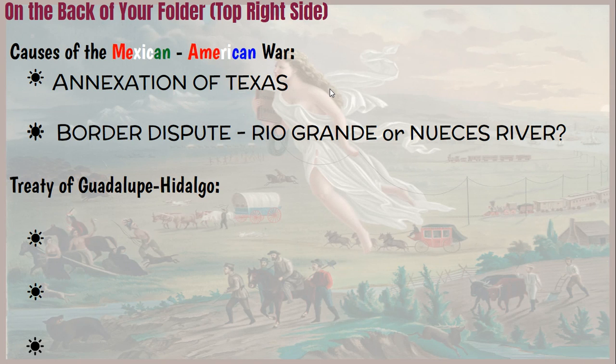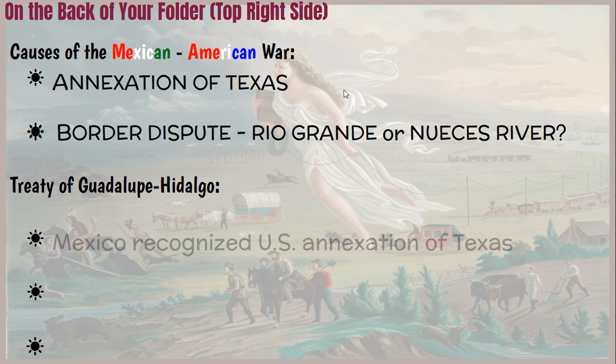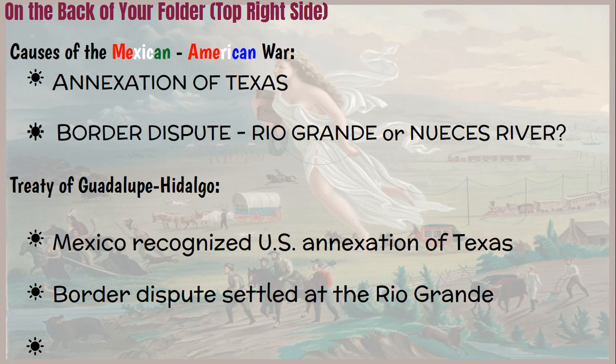Coming back together now are 3 effects that you should have found. The first one, Mexico had to recognize the U.S. annexation of Texas. They had to agree that Texas was now a part of the United States, including that territory that was disputed between the Nueces and Rio Grande River. The second part you should have got, basically that the border is now settled at this Rio Grande River. That is going to be the United States southern border between Mexico and America.